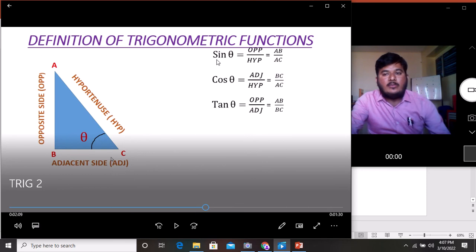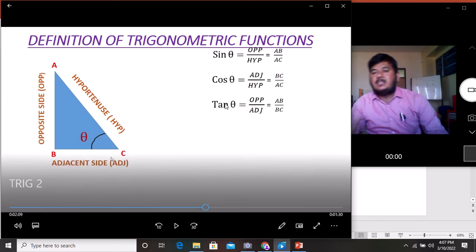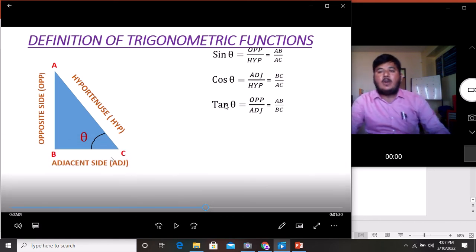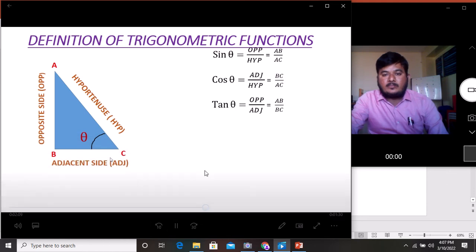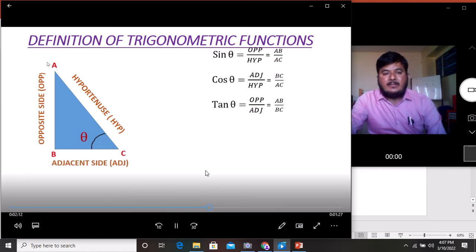As I told you, if you know these three ratios, the remaining ones you can find out by using the reciprocal relationship. You already know the reciprocal relationship. So by using sin theta is equal to 1 over cosecant theta, if you write the reciprocal of sin theta, then you will get cosecant theta. Like that you can write the others by using the reciprocal relationship.